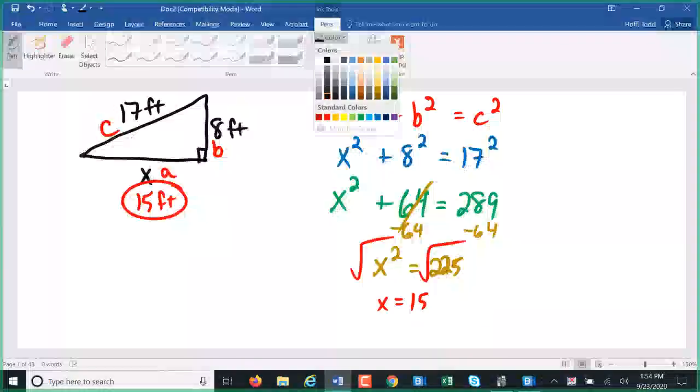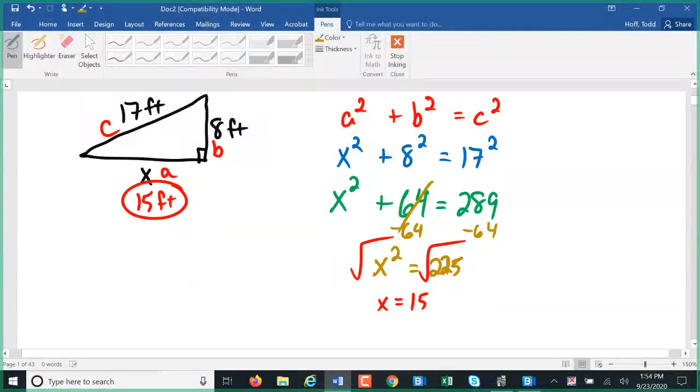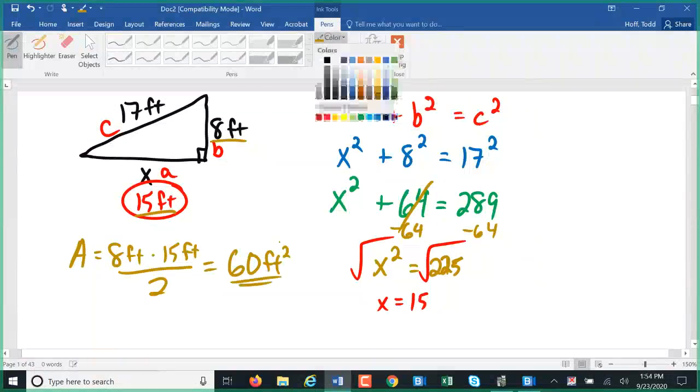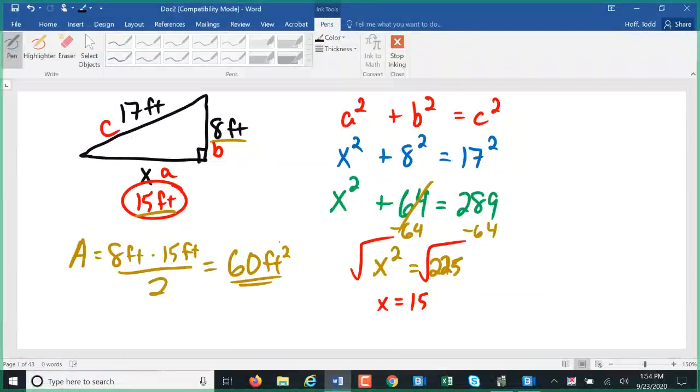Now remember, we talked about finding the area of right triangles. And when we talk about finding area, we have to multiply two dimensions that are perpendicular, or at right angles to each other. So for this triangle, those two dimensions are going to be the 15 and the 8. The area here is going to be 8 feet times 15 feet divided by 2, giving us 60 square feet. It's always the two legs that make the right angle, so it's always the two legs that we're going to use to find our area.